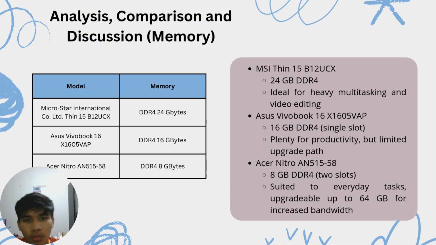The next one is for the memory. The MSI 1015 has 24 gig DDR4 memory, ideal for heavy multitasking and video editing. For the Asus VivoBook 16, we have 16 gig DDR4 in a single slot, so it's plenty for productivity but has limited upgrade paths. For the Acer Nitro, we have 8 gig DDR4 with two slots, suited to everyday tasks and upgradable up to 64 gig for increased bandwidth.